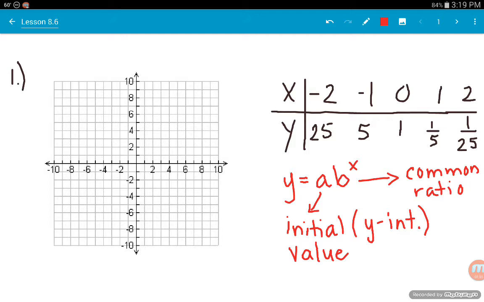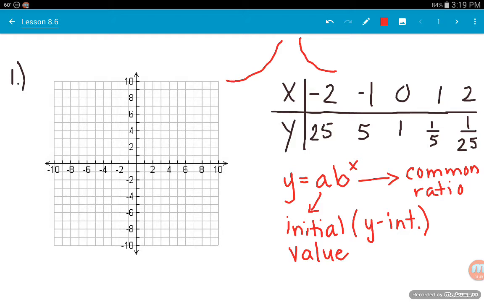graph rises or declines. So the difference between lesson 8.6 and lesson 8.5 is that in 8.5 we were dealing with exponential growth, so rising from left to right on the graph, just like if you have positive slope in a linear function. In 8.6, we're going to be dealing with declining, or decreasing y values from left to right. So this is called exponential decay. It's sort of equivalent to negative slope when we're talking about a linear function.